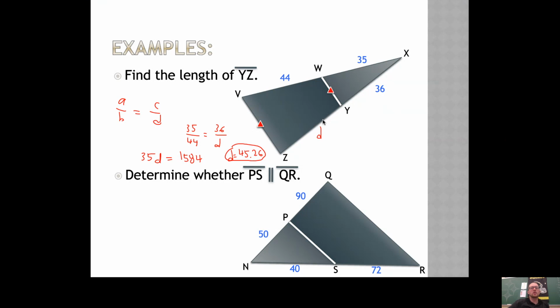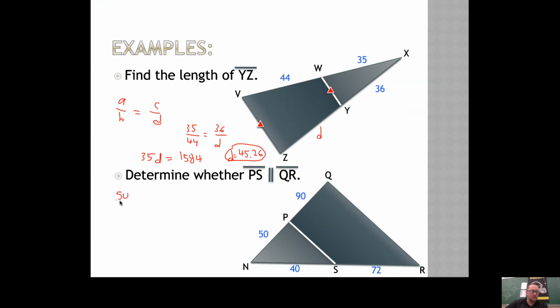It doesn't always have to be a whole number. It would be nice if it was, but this fraction is going to reduce to this fraction. That's the idea. These parts are proportional. Now, the converse of that theorem would allow you to determine if this side is parallel to this side. So if this to this equals this to this, then the lines are parallel.